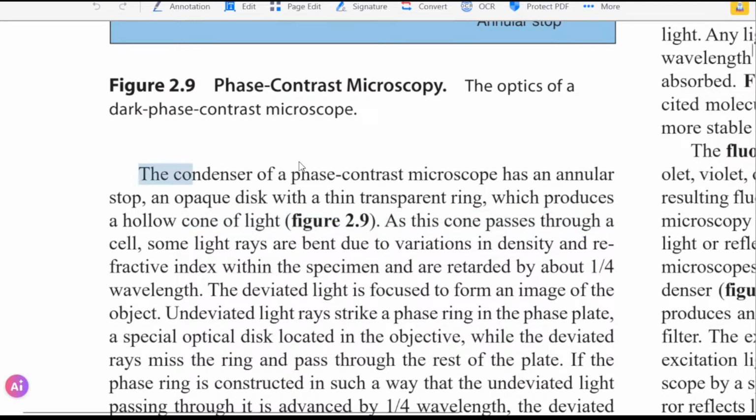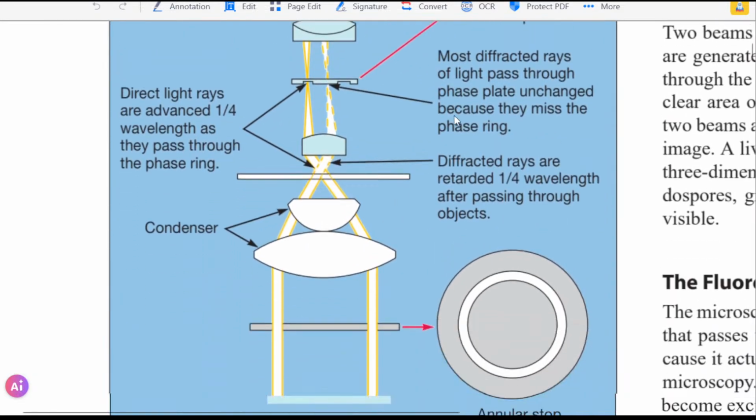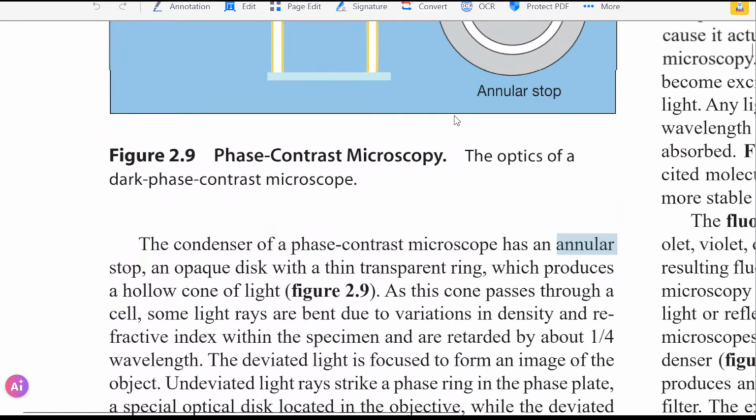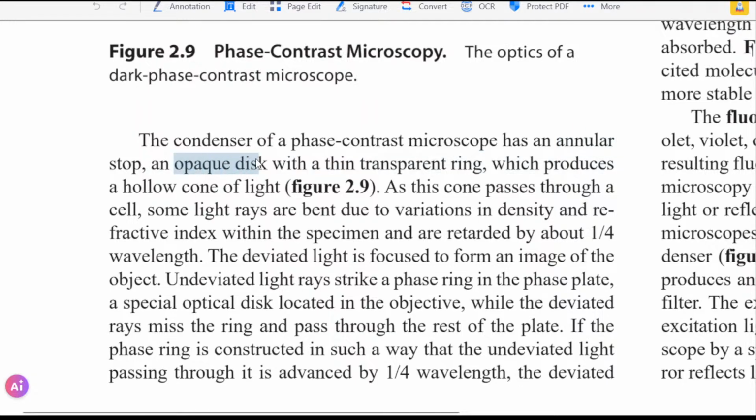Alright, so the condenser of the dark field microscope didn't have this annular stop. It had the opaque stop, which was completely blocking the light. And this is also an opaque disc, but with the addition of a thin transparent ring, which produces a hollow cone of light. In that case, the light was going from the sides and there was an opaque object in the middle. While in this case, the ring is in the opaque object and the light only goes through the transparent ring, making a hollow cone of light.